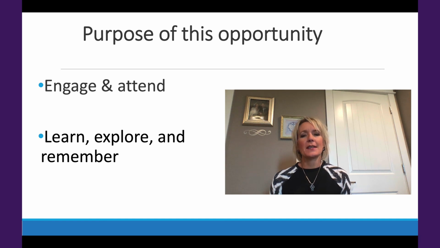The purpose of this opportunity is to work on some engagement and some attending. We're also going to be learning, exploring, and doing a little bit of remembering.